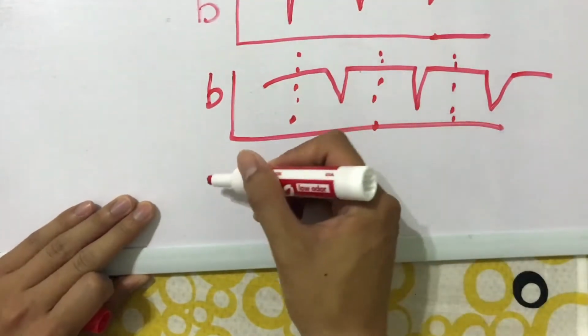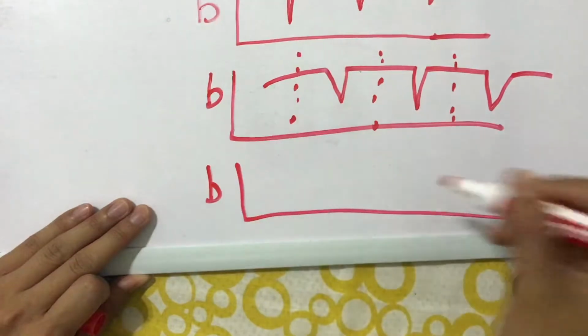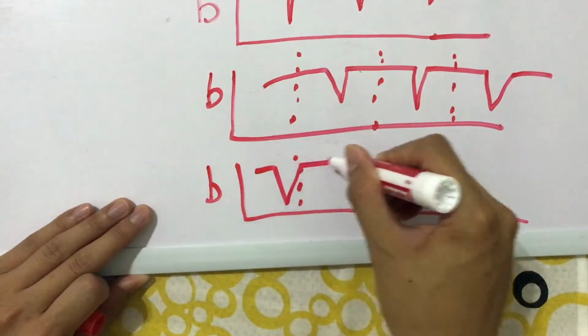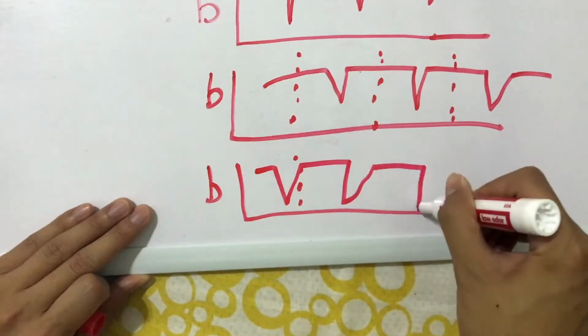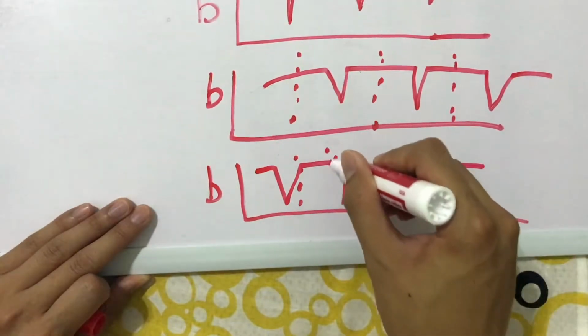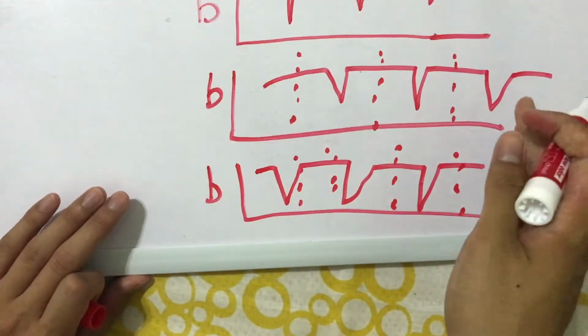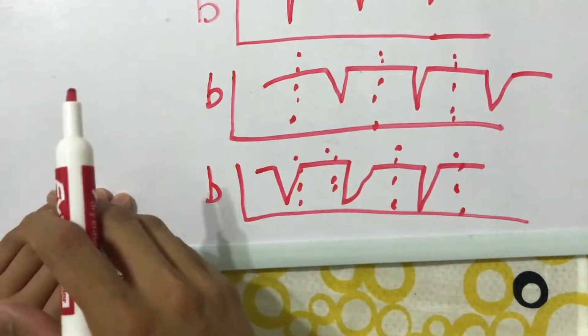In another example, we can say that it's being blueshifted. So the dips would be on the left, and the velocity would be traveling towards us.